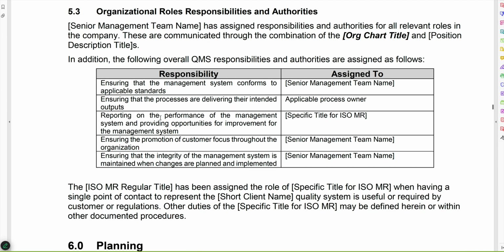Another section now is the organizational roles, responsibilities and authorities. So here we are going to write about what the senior management has done in order to assign responsibilities and authorities for all relevant roles in the company. So here we talk about the responsibilities, and on the right side we talk about which position title they are assigned to.